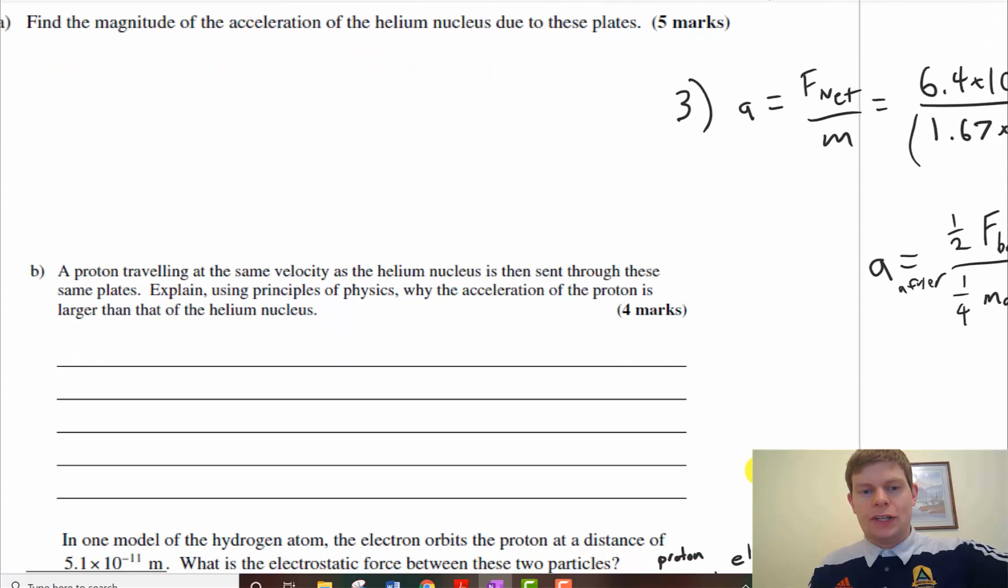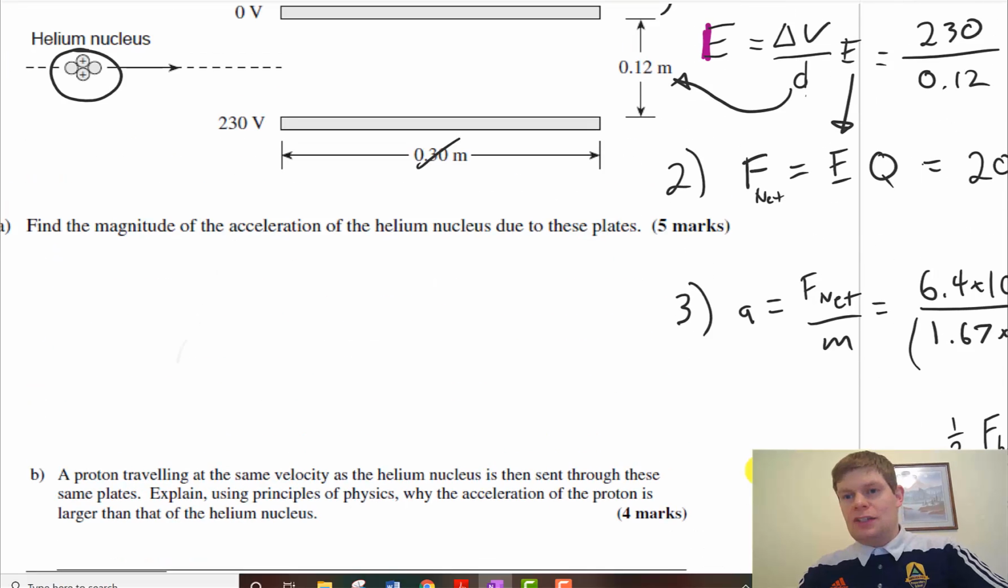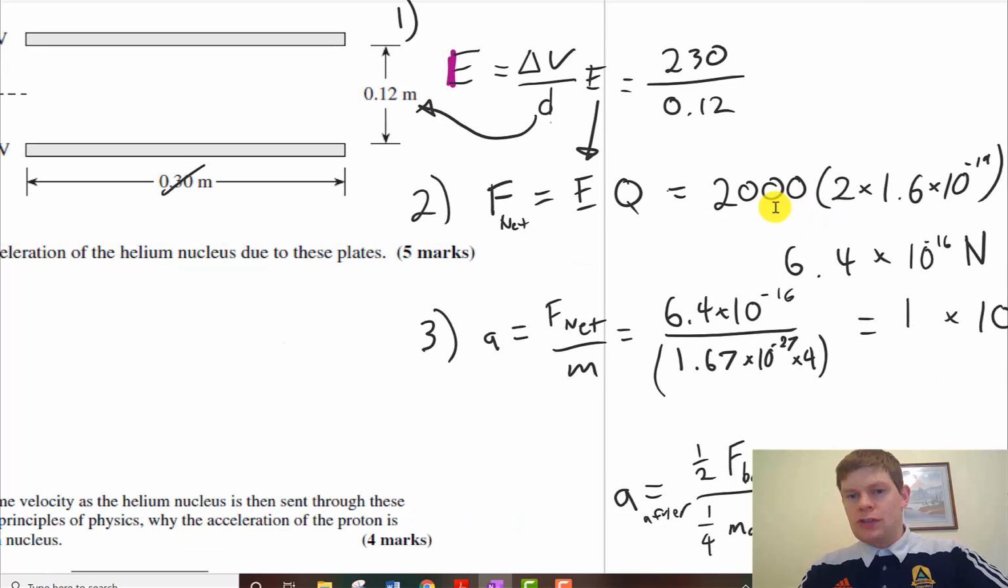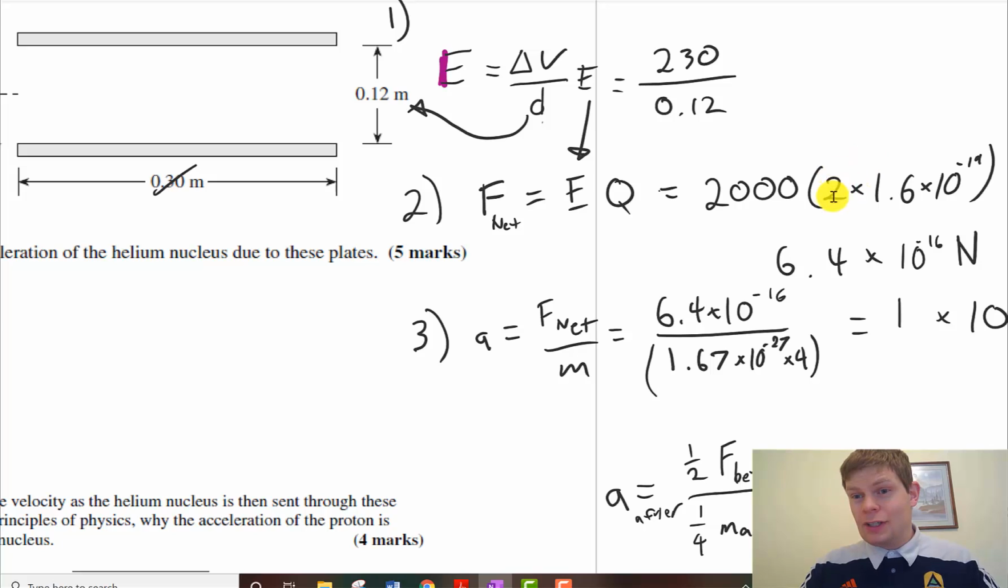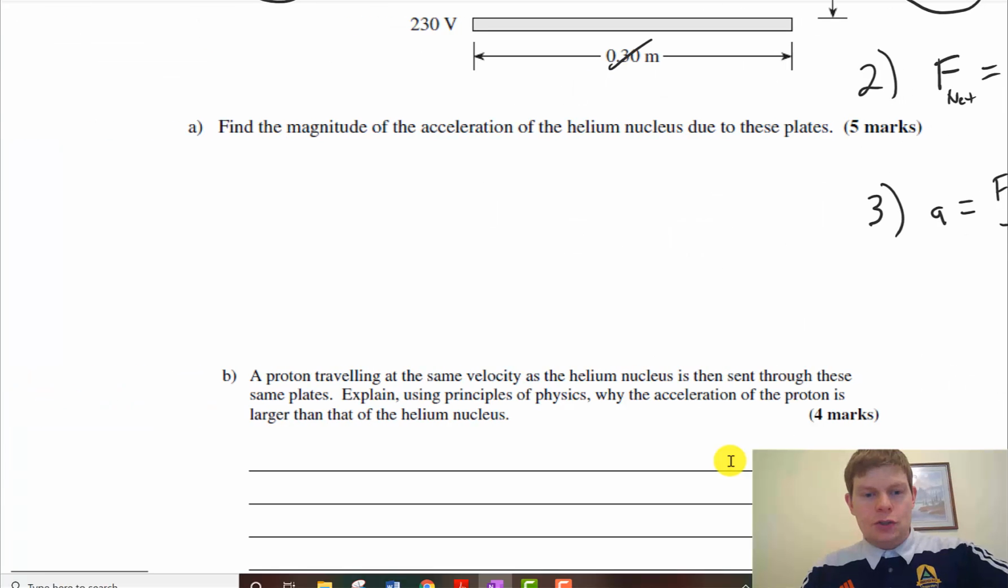If you got a proton traveling at the same velocity as the helium nucleus and then sent through, why would the acceleration of the proton be larger than the helium nucleus? Basically, it's exactly the same process. The electric field will be exactly the same, but the force will be 1/2 because it's half the charge, but it's a quarter the mass. So if you have half the force divided by a quarter of the mass, it'll still have twice the acceleration. So that's the gist. Half the force because it's half the charge in the same electric field, and it's a quarter of the mass because it's 1 nucleon rather than 4. And so that's how you do part B.